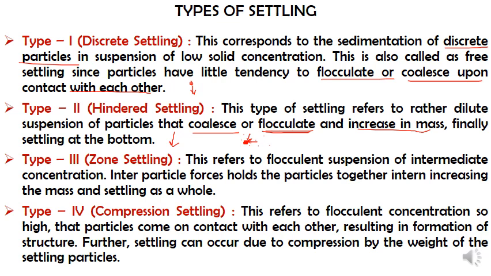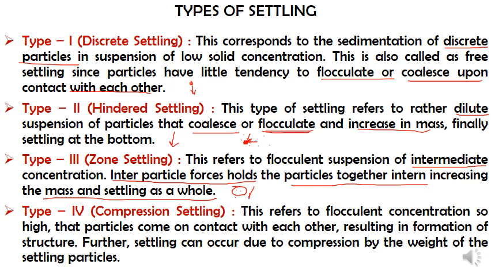Right. Now the third one is zone settling. This refers to flocculent suspension of intermediate concentration. In the first two, the concentration was quite dilute, whereas in the third one it is intermediate. Here, because of the intermolecular forces, the particles come together, increase in mass, and then settle down as a whole. Because of those intermolecular forces, all these particles combine, join, increase in size and mass, and then try to settle down.